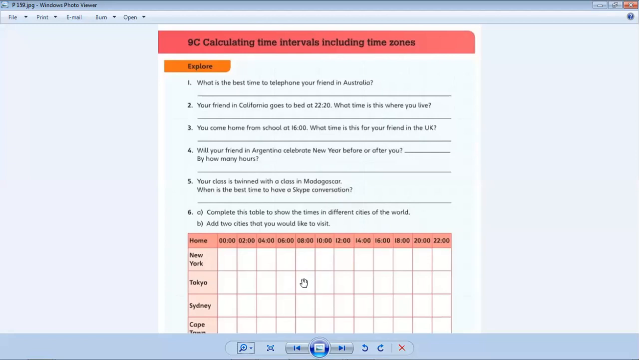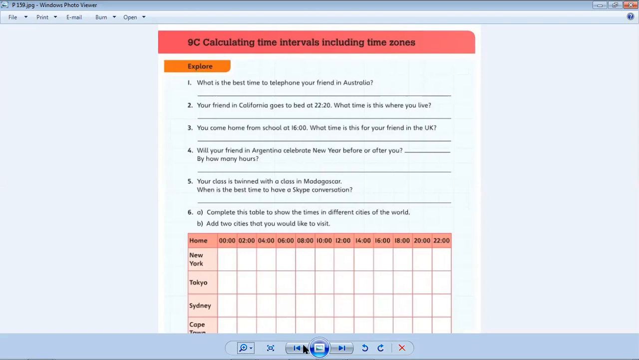Okay, in your book we have some numbers, and one column with zero. The time zero starts over the UK and the west of Africa. The right side of zero is plus, which means earlier than this time. And the left side of zero is minus. Minus means later than the time of zero.